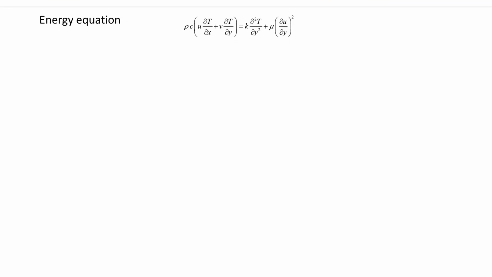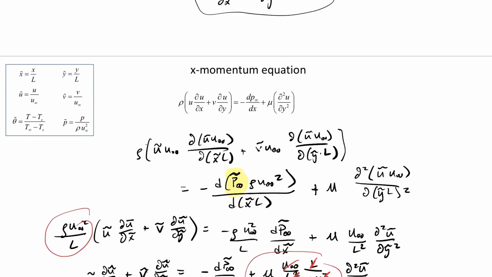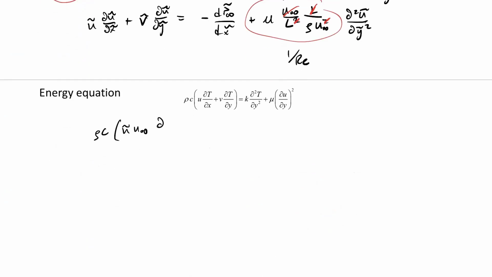Okay, so the energy equation, again, let's make our substitutions. Just writing this out, we have rho C U tilde U infinity times our partial. Now we have to substitute in our theta. Remember, theta was T minus TS over T infinity minus TS. If we solve that for T, we end up with theta times (T infinity minus TS) plus TS. So if we now take that and substitute that equation in here, we're taking the partial derivative of that equation.